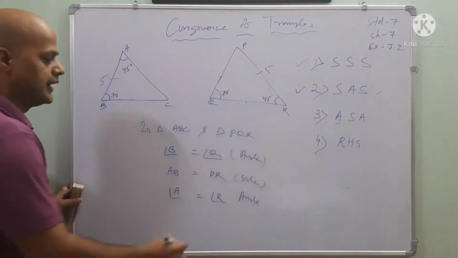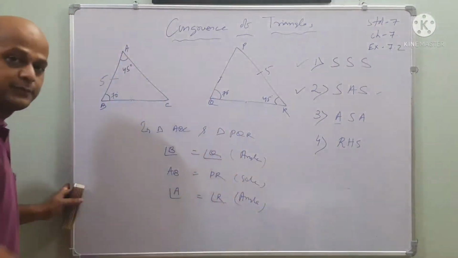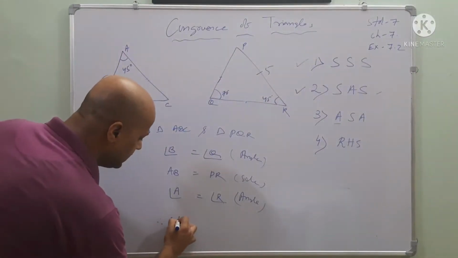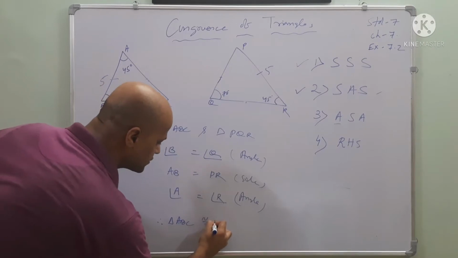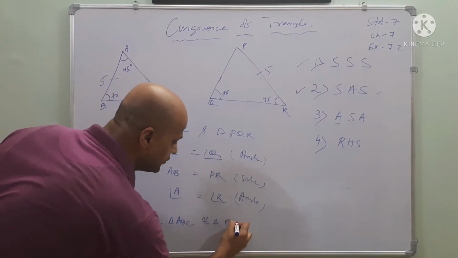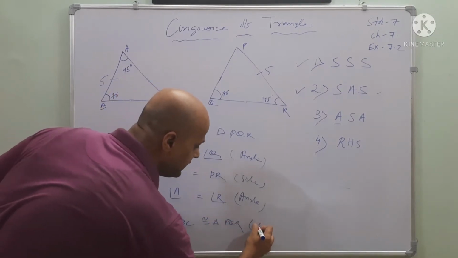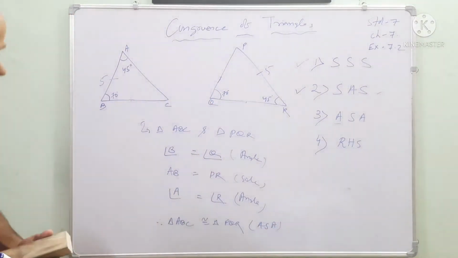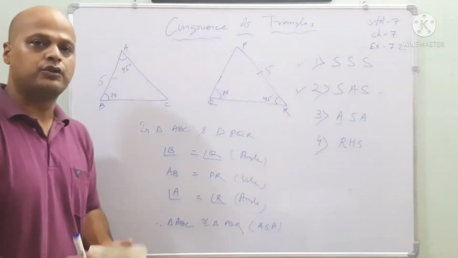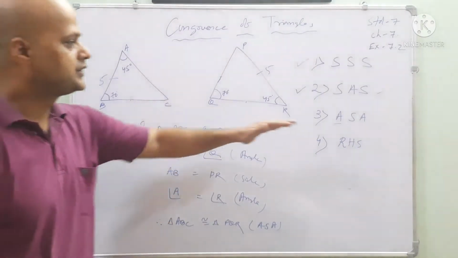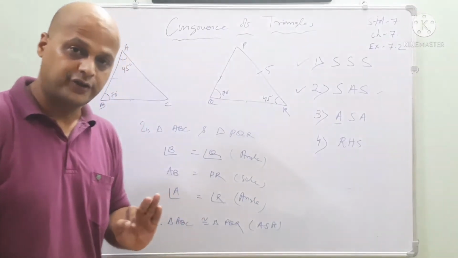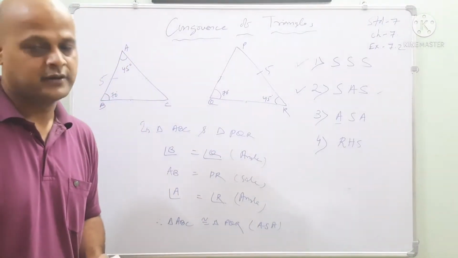So, according to the rule, we get the three things. Yes or no? So, you have to write. Therefore, triangle ABC is congruent to triangle PQR by ASA rule. Understood, my dear friends? This is the simple thing you have to learn. These are the rules. It is very, very important. Okay? Understood? Okay, very good.